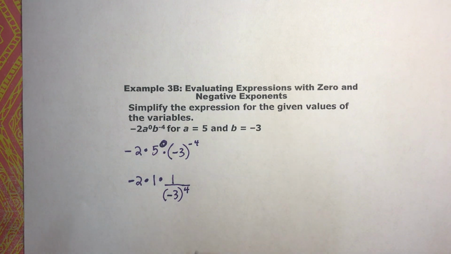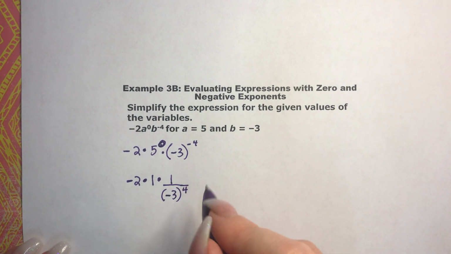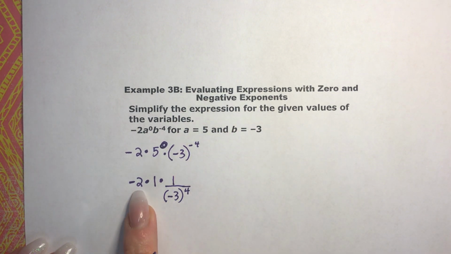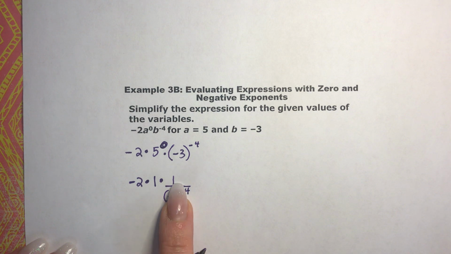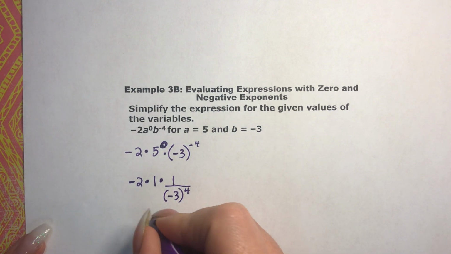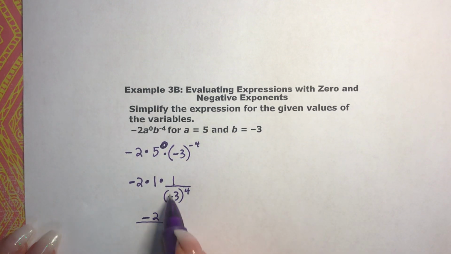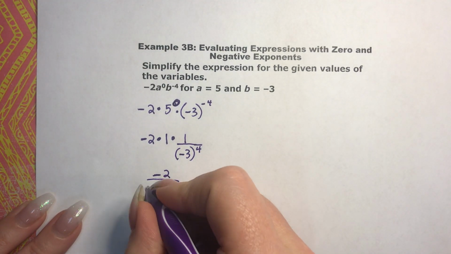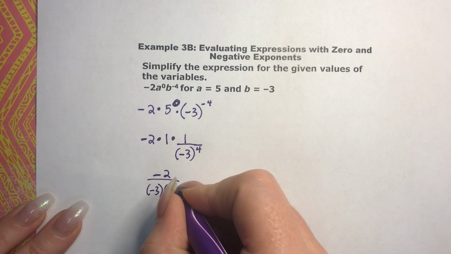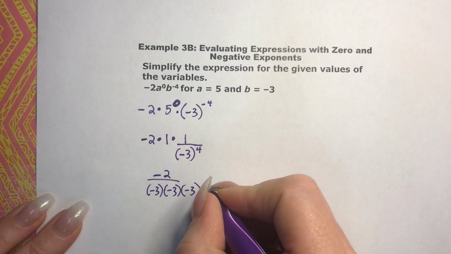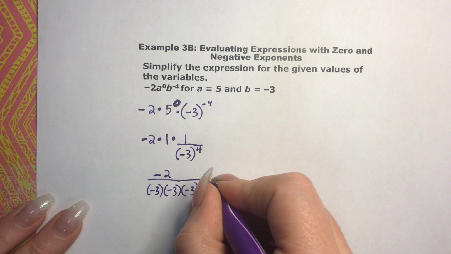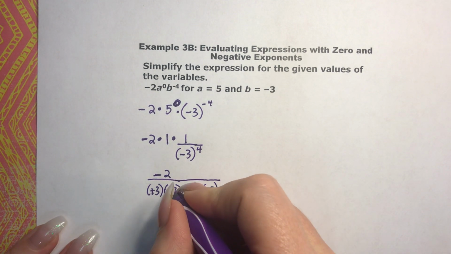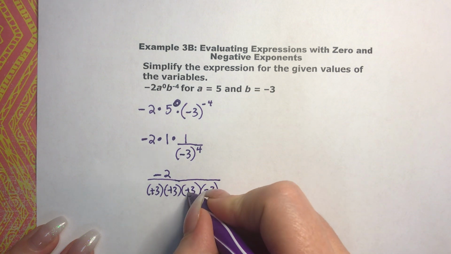And then we simplify this a little bit further. So negative 2 times 1 is just negative 2. So we have negative 2 all over this right here, which means negative 3 times negative 3 times negative 3 times negative 3. Okay, so I'm going to figure out the signs. A negative times a negative is a positive. A negative times a negative is a positive.